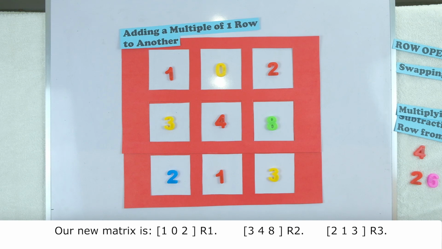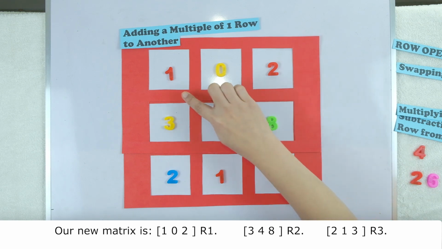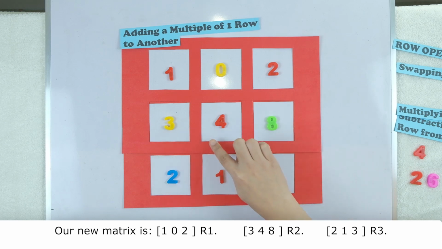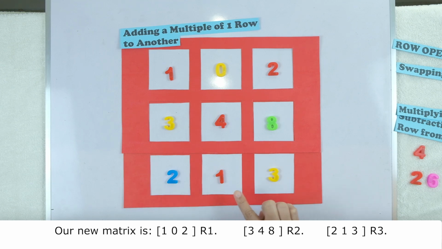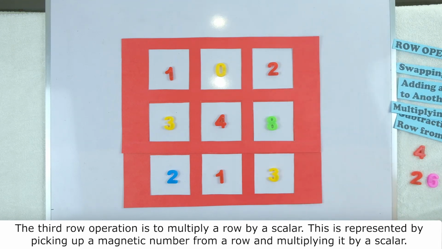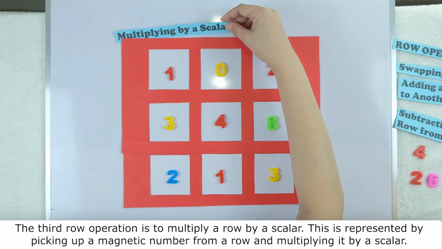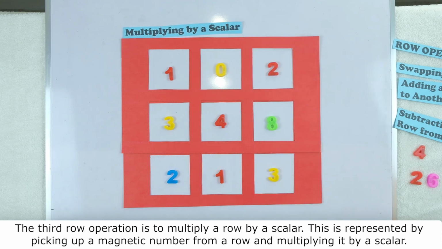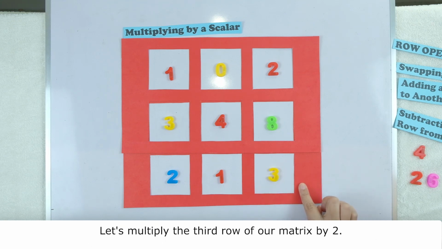Our new matrix is now in row 1, we have 1, 0, 2. On row 2, we have 3, 4, and 8. And on row 3, we have 2, 1, 3. The third row operation is to multiply a row by a scalar. This is represented by picking up a magnetic number from a row and multiplying it by a scalar. Let's multiply the third row of our matrix by 2.